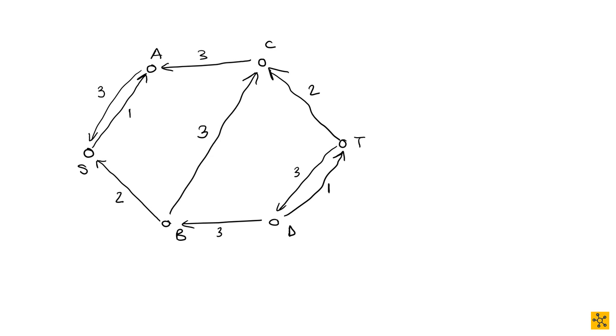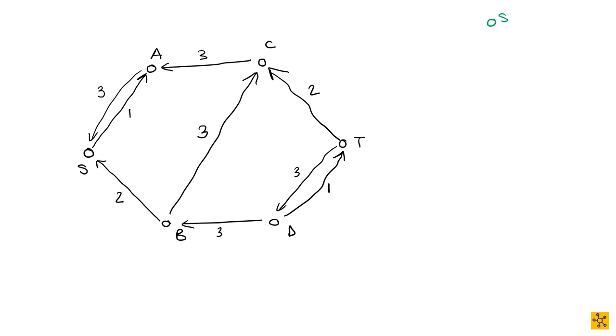Now Ford Fulkerson says you're going to look for another path that goes from S to T. The whole idea behind Ford Fulkerson is you keep on finding paths until you reach a point where you can no longer find an ST path. The moment you can no longer find an ST path, that is when you have reached your maximum flow. So let's investigate if we can find an ST path on this graph.